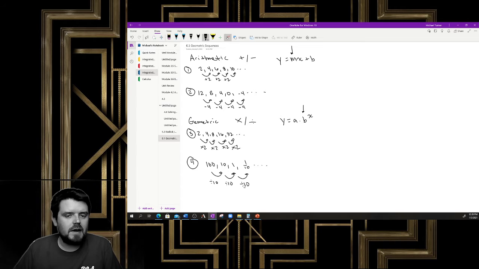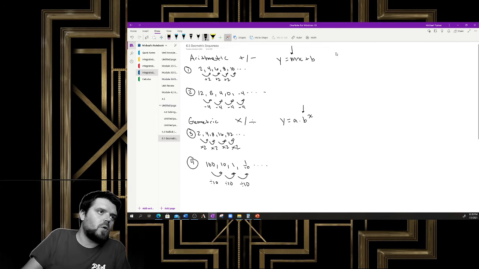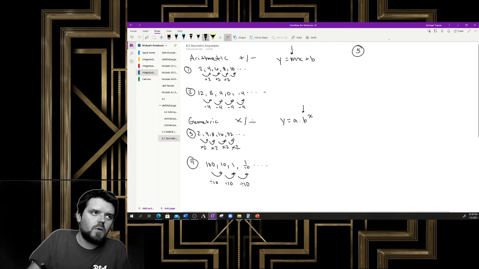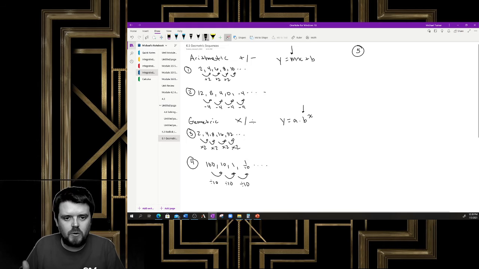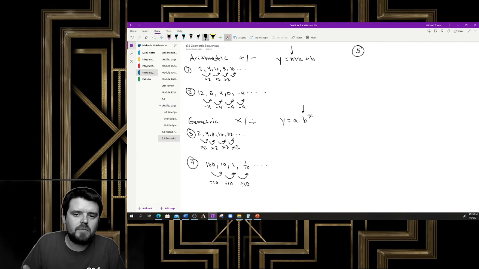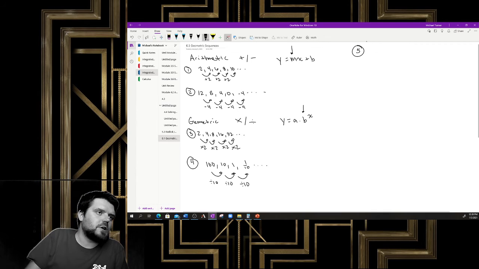Also, most students are okay with identifying the pattern, but if you're ever unsure of what the pattern is supposed to be, specifically with geometric sequences, what you can do is just divide any two sequential numbers, and that'll give you the ratio. Some questions might ask you for the ratio, some questions might ask you for the nth term in a sequence. So, for instance, let's say I had 4, 16, 64, and I ask you for the fifth term in the sequence.